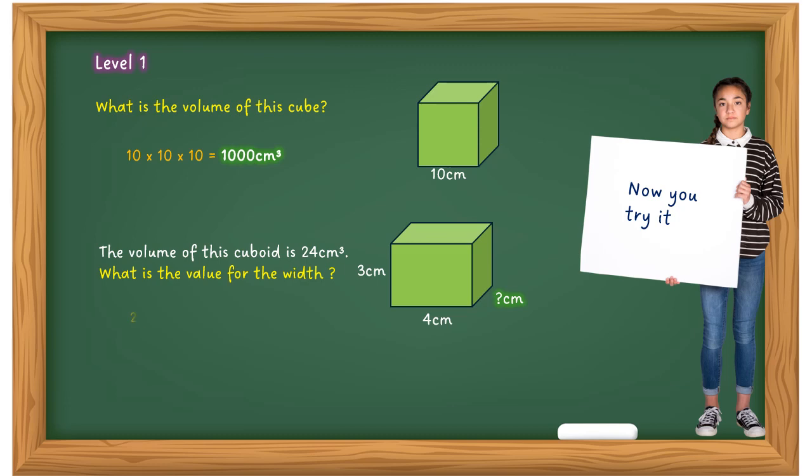So how did you do? Well, it's fairly simple. You just work in reverse. We know the formula is length times width times height equals volume. You just work backwards. You can see the volume is 24, so you just divide it by 3 and then divide it by 4. That gives you 8. So therefore, the answer must be 2 centimeters.